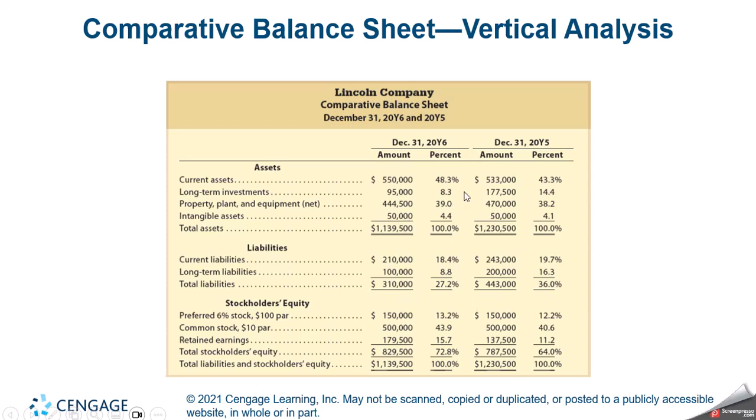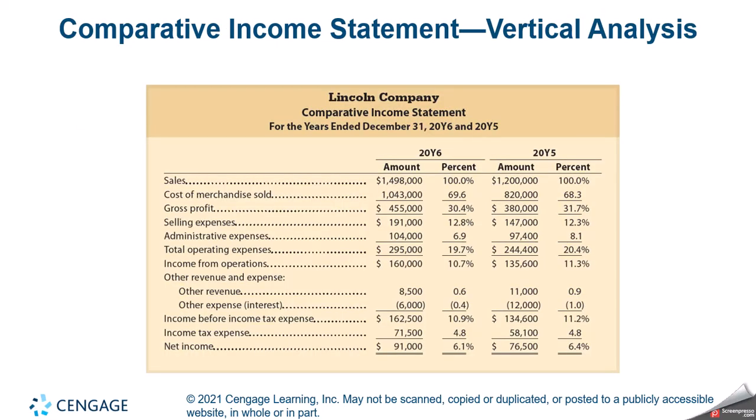Then you could compare the percentages from year to year to say, am I getting better or worse? So my current assets are going up. Let's go down maybe to like debt. My long-term liabilities are going down. They're a smaller percent of total assets. So then you can make some analysis.